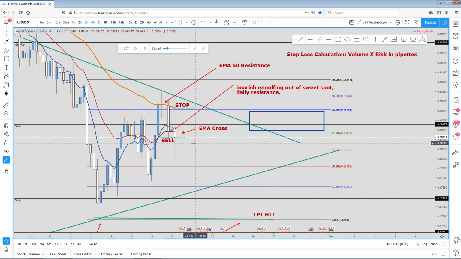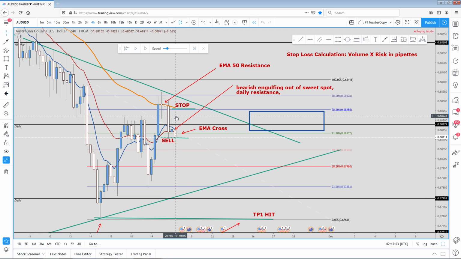But now I want you to figure out where we set our stop loss. And I said in a previous video that if we're trading out of the sweet spot, a good spot for our stop loss is 78.6. Also, we have to look at the previous candle. See how before we got this bearish engulfing, the previous candle, the wicks are about this area here.